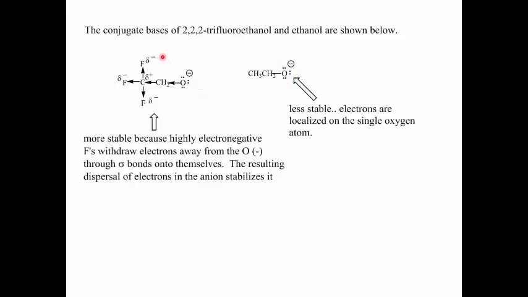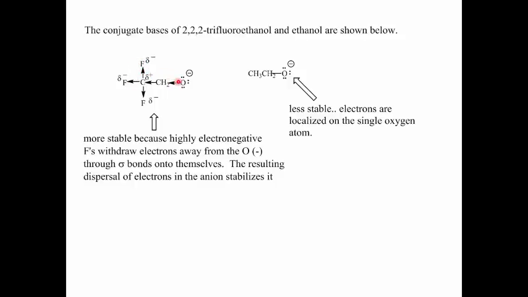Now the key here is this. We have replaced the hydrogens of ethanol by fluorines. Now fluorine is more electronegative than hydrogen. Because of its greater electronegativity, each fluorine atom is going to pull more strongly on the negative charge on the oxygen in the conjugate base. That's going to cause a considerable portion of the negative charge on the oxygen to be transmitted through these two sigma bonds to and end up on the fluorine atoms.